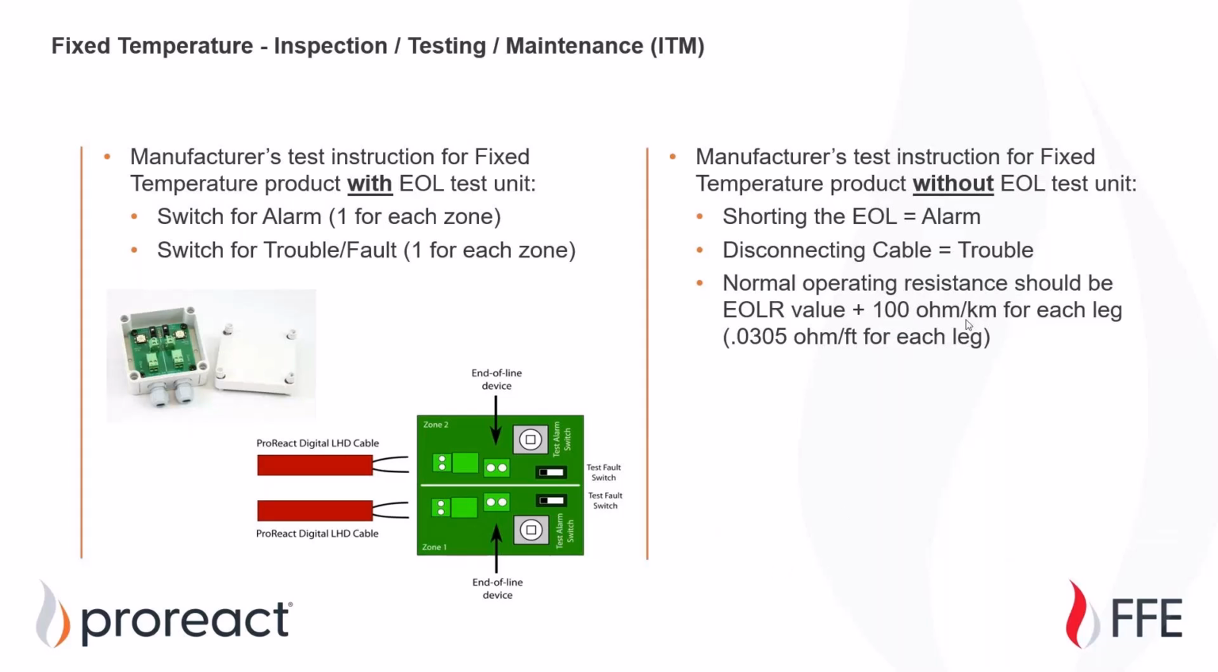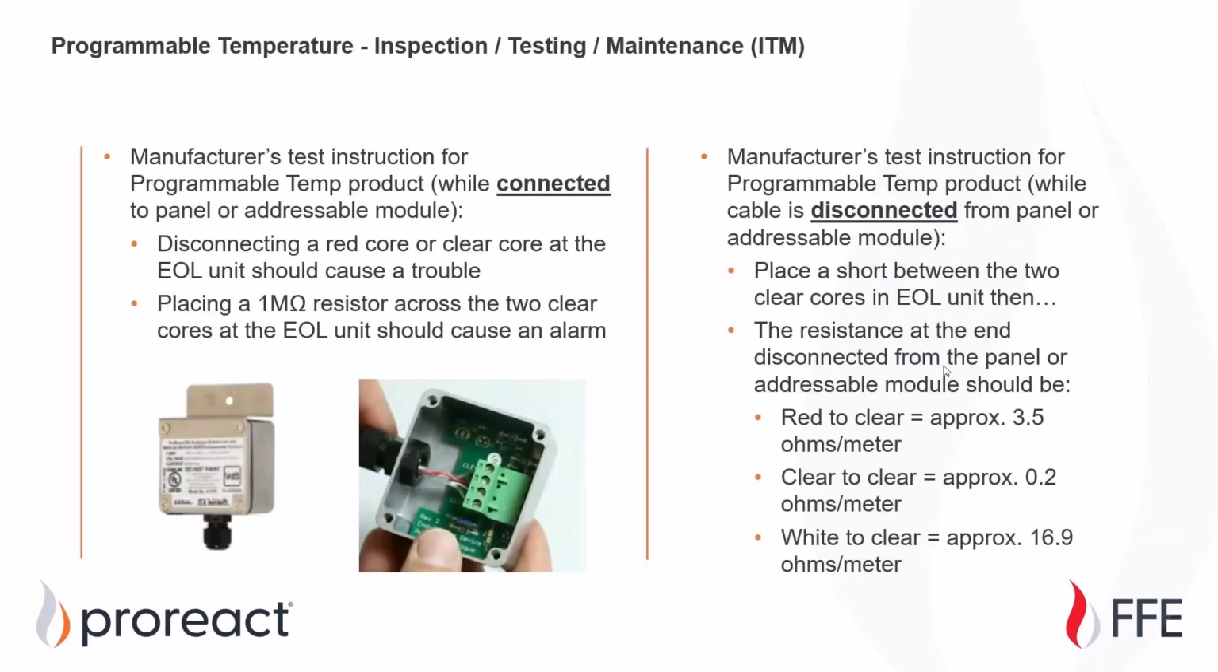If you do not have an end-of-line test unit and it's just a junction box, say with an end-of-line resistor, you can test it by shorting the end-of-line or disconnecting the cable for trouble, and then you have your estimated ohms per foot, which comes out to about 0.058 loop resistance per foot. So 0.058 ohms per foot loop. So that takes into account both legs.